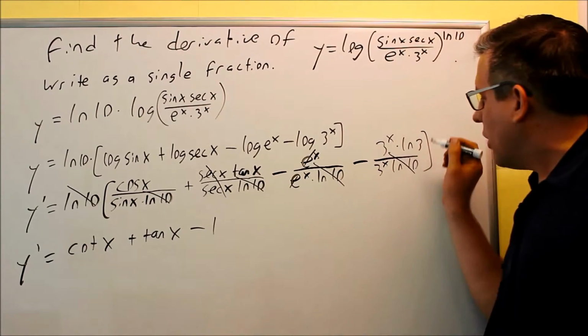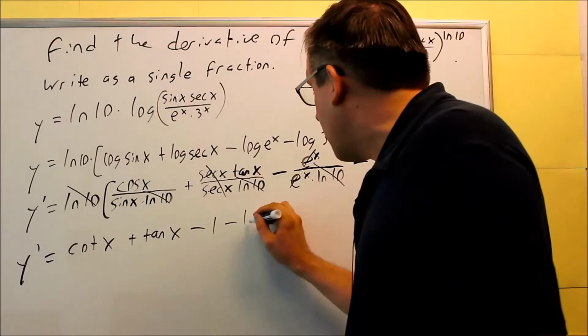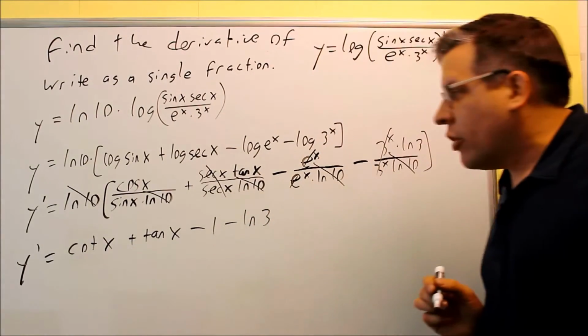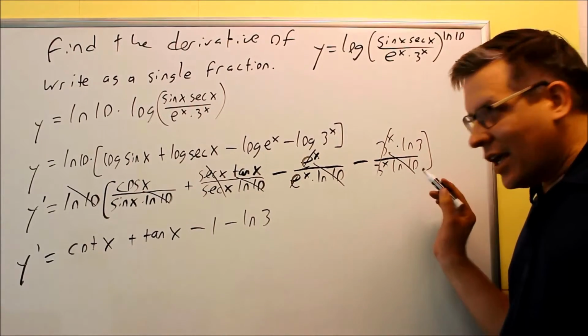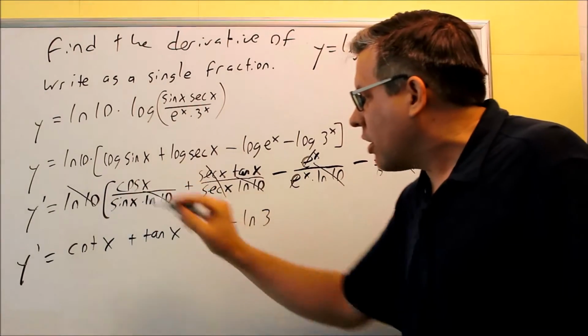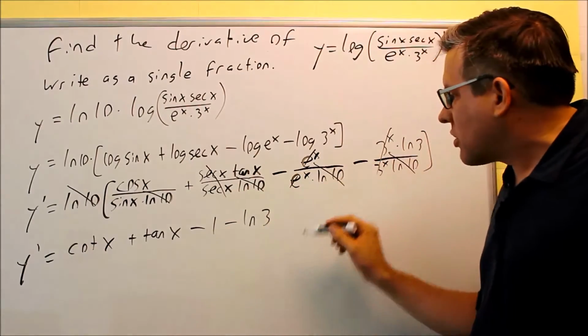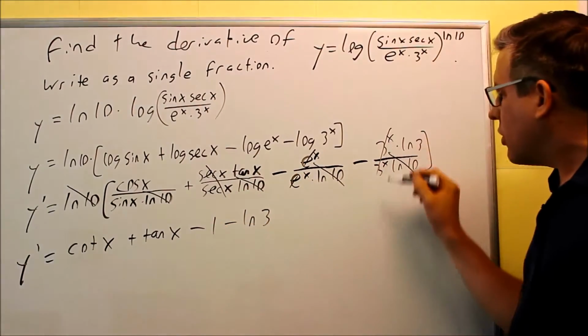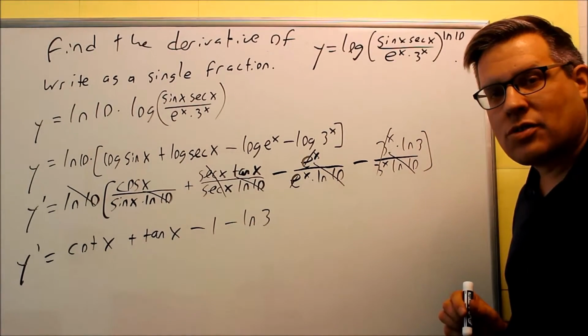And then this, I get the 3 to the x's are going to cancel, but I'm left with the minus ln 3. So again, the first thing I did, I canceled out all the ln 10s. And then, at that point, I did the identity. Cosine over sine is cotangent. Secants cancel. E to the x's cancel. I get these two things. 3 to the x's cancel, and I get this. So this right here would be the final reduced answer.